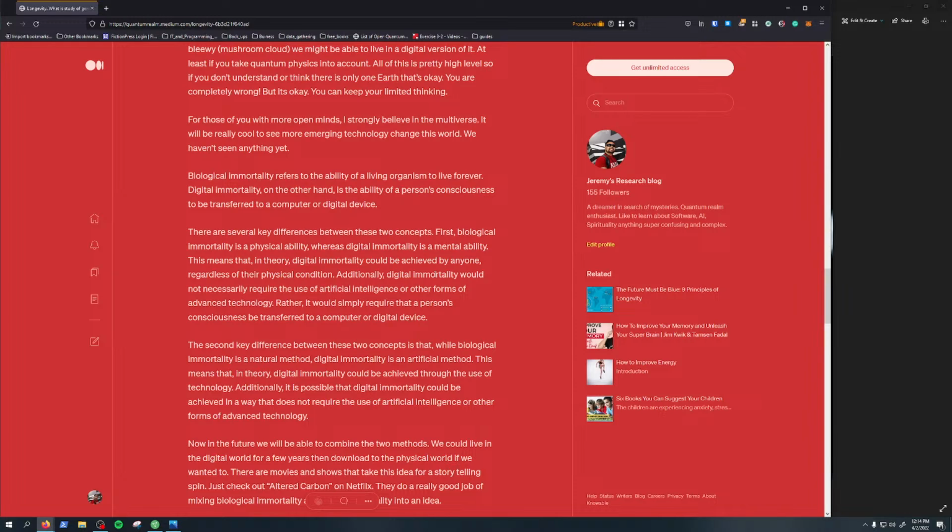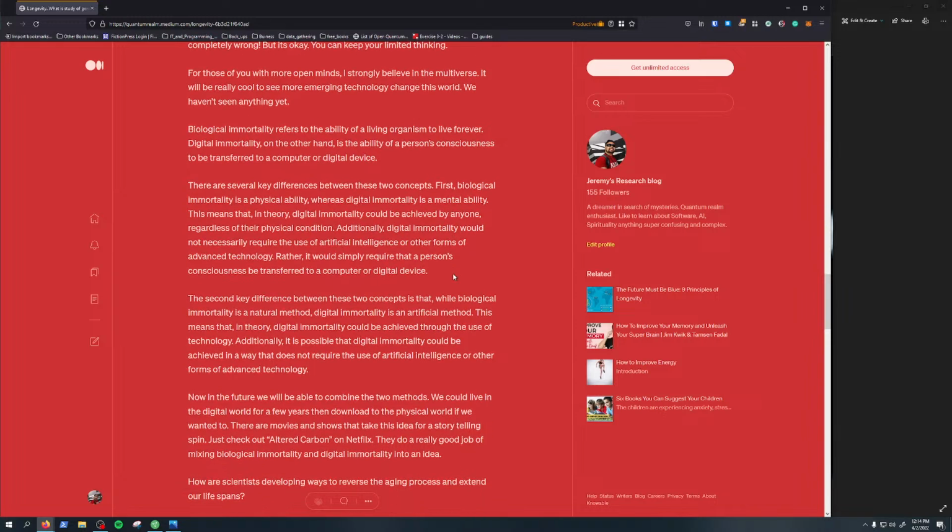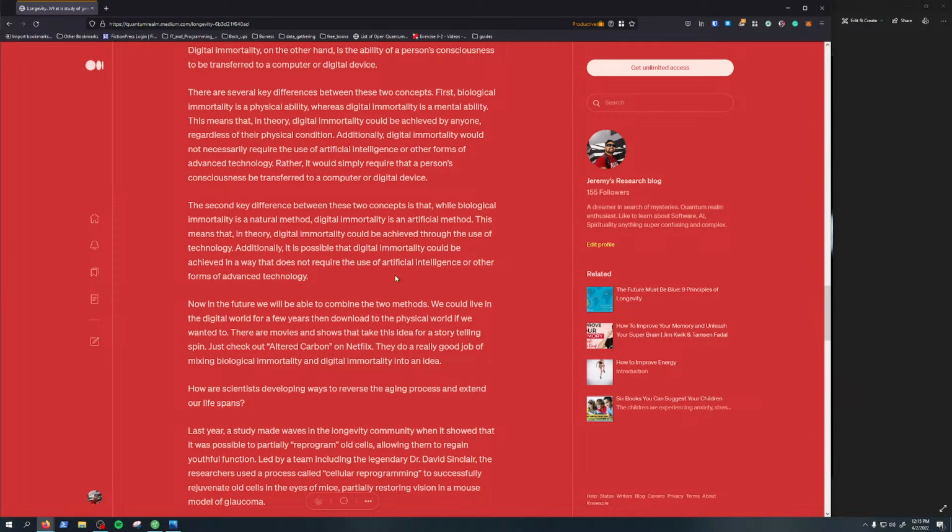But while I'm reading it, it's fine. Whereas digital immortality is a more mental method. That means that in theory, digital immortality could be achieved by anyone, regardless of their physical condition. Additionally, digital immortality would not necessarily require the use of artificial intelligence or other forms of advanced technology. Rather, it would simply require that the person's consciousness be transferred to a computer or a digital device.